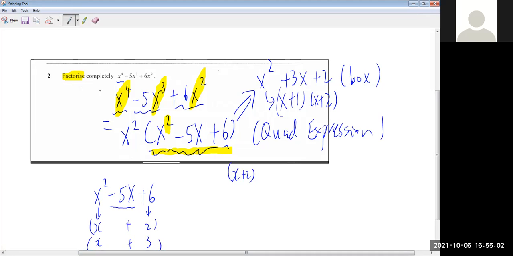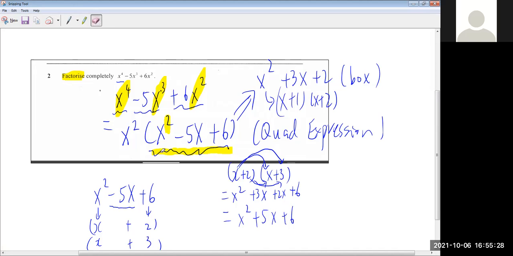You can test the first combination first. If you pick this, you are going to end up with x squared, and then this one is plus 3x, and of course this is plus 2x, and this is plus 6. Can you see if you pick 2 and 3, you are going to end up with plus 5x. But the question wants you to have minus 5x. So what do you do?